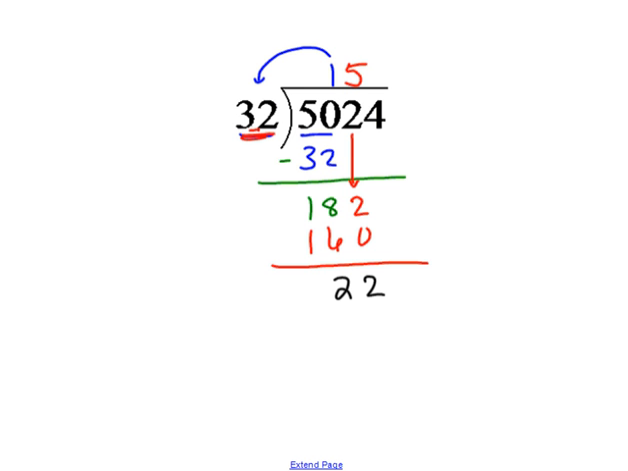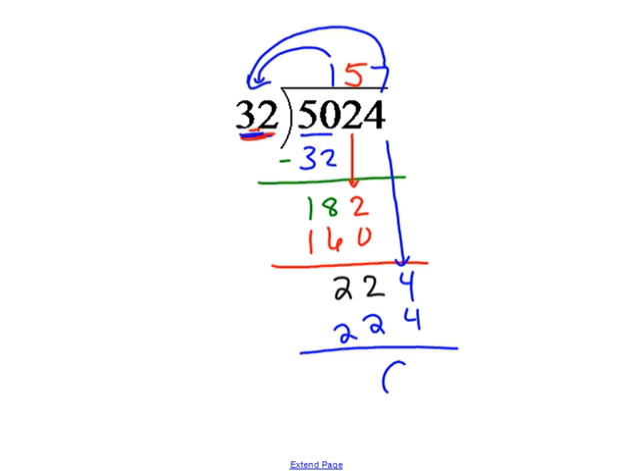22. We bring down the 4. And we ask ourselves, 3 goes into 22 about 7 times, because 30 times 7 would be 210. So then I take 7 and I multiply it by the 32, and I end up with 224 exactly. And so we get a perfect number. So 32 times 157 gives us 5,024.